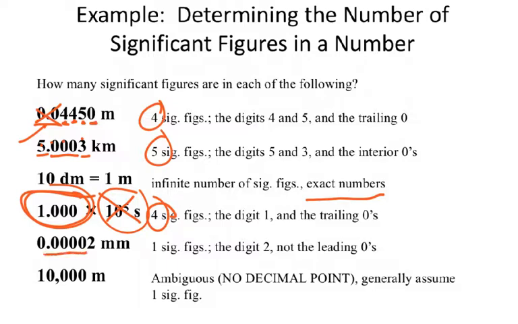Guess what all of these zeros are called? Leading zeros. Rule says they're never significant. So the only digit here that's significant is the 2. So this one has one significant figure.